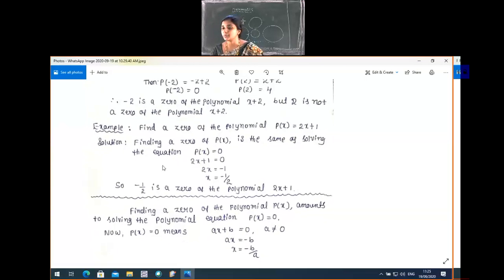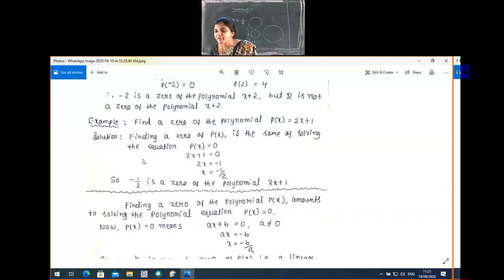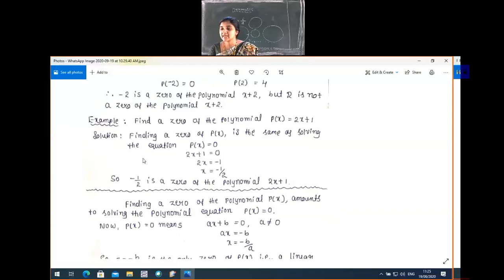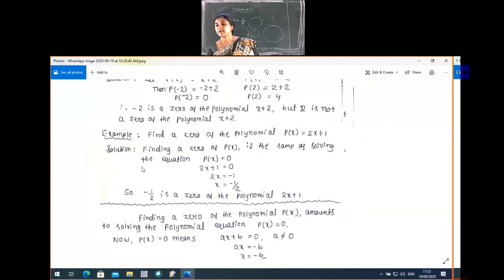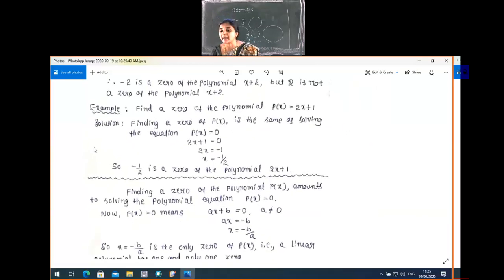Solving the equation: P of x is equal to 0. So let us take P of x is equal to 0. Then P of x is the polynomial 2x plus 1. Here you can observe 2x plus 1 is equal to 0. Then 2x is equal to minus 1. Next step, then x is equal to minus 1 by 2.